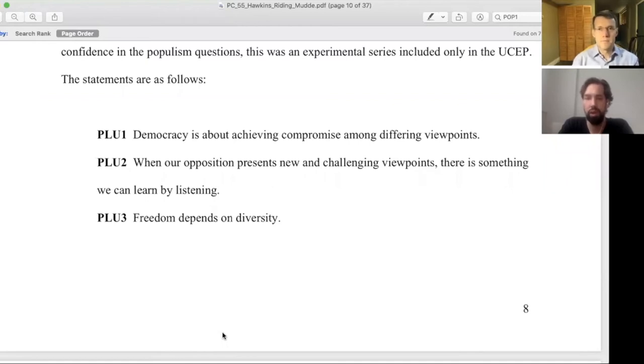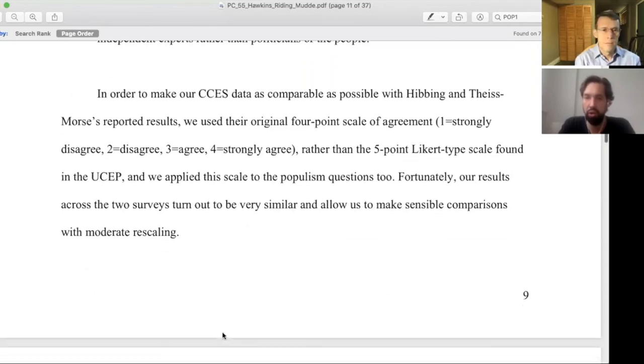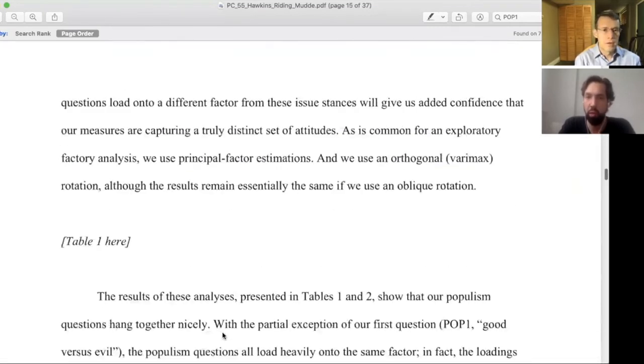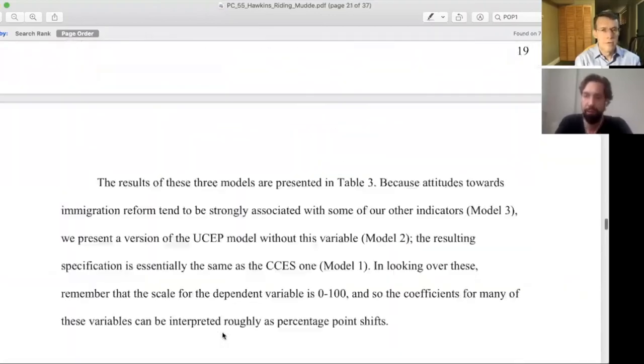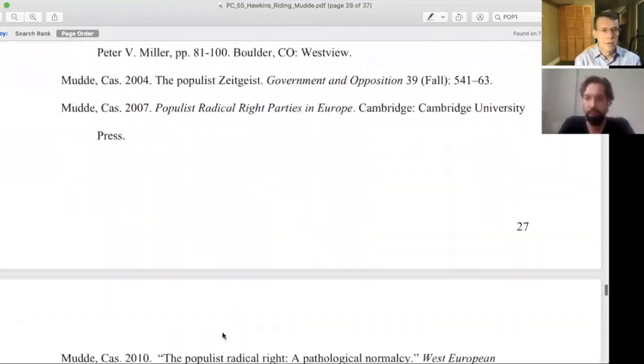Okay, so then, considering that these items were implemented in two separate surveys, what did they tell you at the time when you had them included in those two surveys? What can we take away from this? Some of our results here. This is going to be way at the bottom.